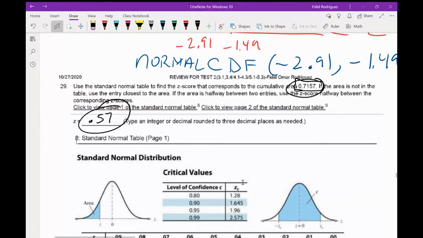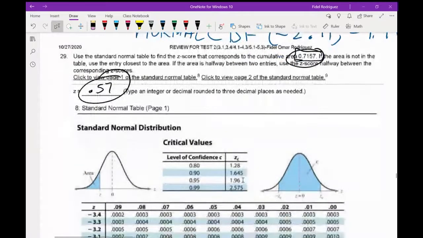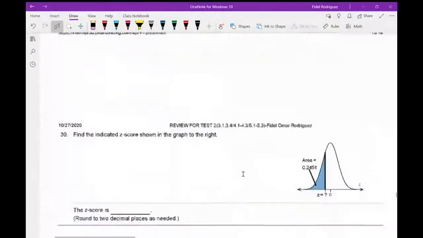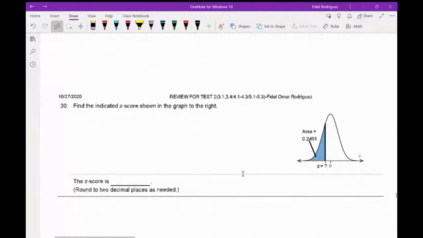Does that make more sense? Yes, I prefer the calculator. A lot of people do. It's usually a little bit more direct, right?